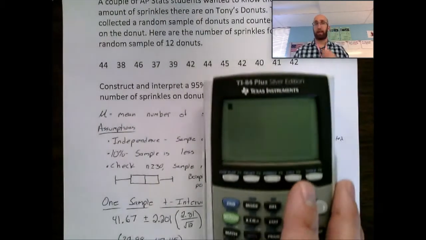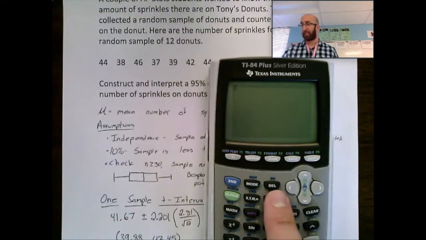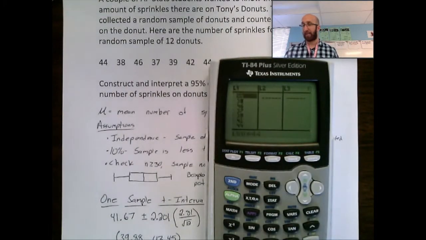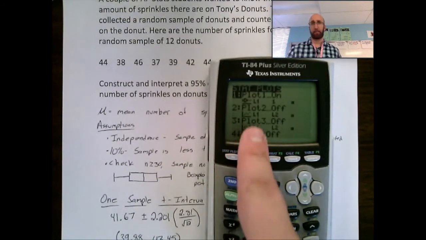So what I did in my calculator, I'll go over it here so you can see I actually did the work already, is I went to stat and then I went to edit and I typed in all of my raw data. That's the first thing I did. The second thing I did is I wanted to graph this data.